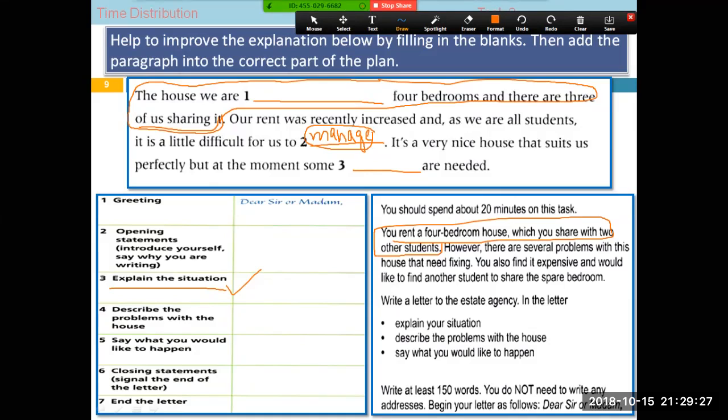Now, it is a very nice house that suits us perfectly, but at the moment some dash are needed. Fixing? Amendments? It's not a document. Many people say some amendments are needed, or some alterations are needed, or some renovations are needed, and what else? Some repairs are needed. Well done, you're the first person who has actually given me the correct word. So "that need fixing" means some repairs are needed, right?